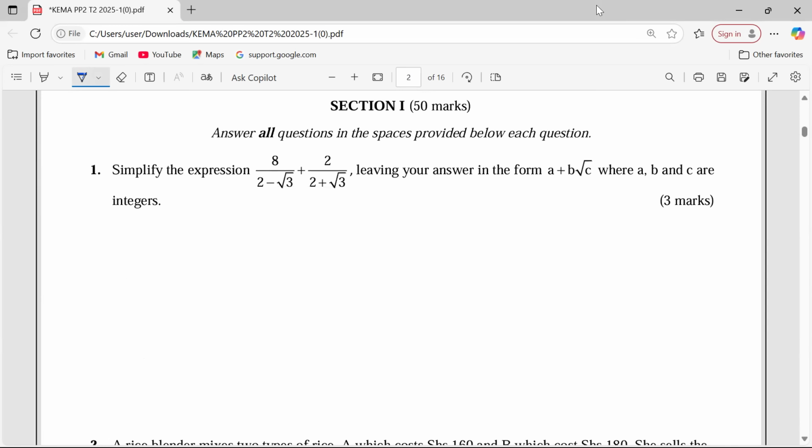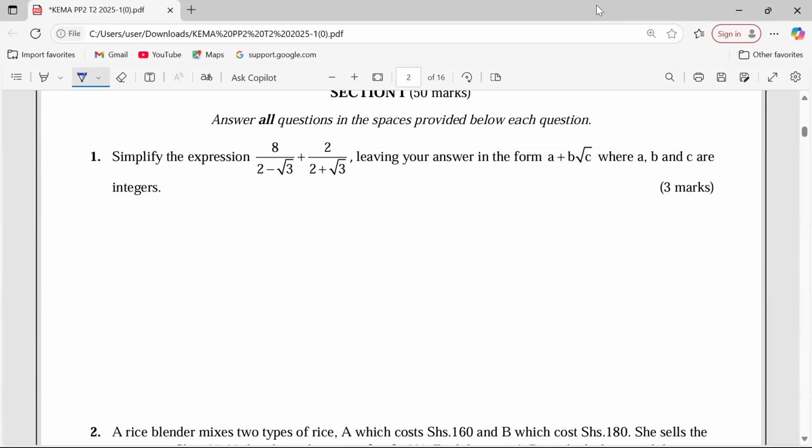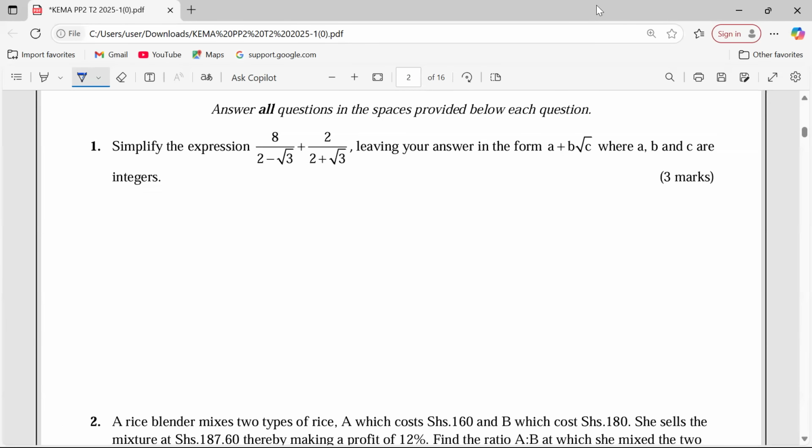Number 1: Simplify the expression 8 over (2 minus the root of 3), plus 2 over (2 plus the root of 3), leaving your answer in the form a plus b the root of c, where a, b, and c are integers. So we must ensure that at the end of the day, a, b, and c are integers.